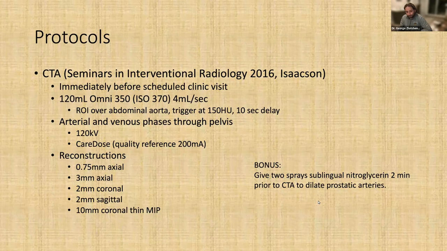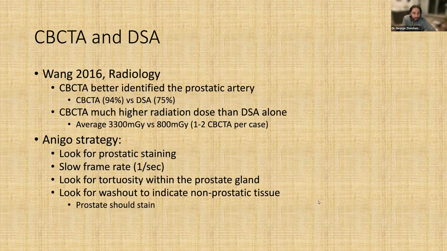So here's that protocol I mentioned. I'm not going to really go into it. There are some people who don't do a CTA, and they'll just do a cone beam CT on the table. So you can do it from the anterior division, where the prostate arteries usually come off, but there are sometimes where prostate arteries come off the posterior division.